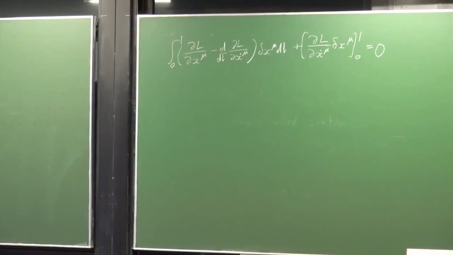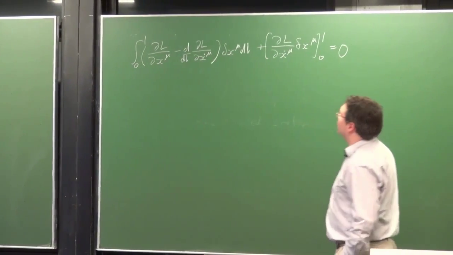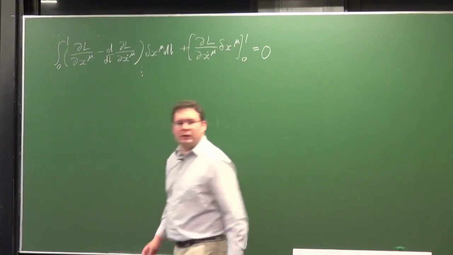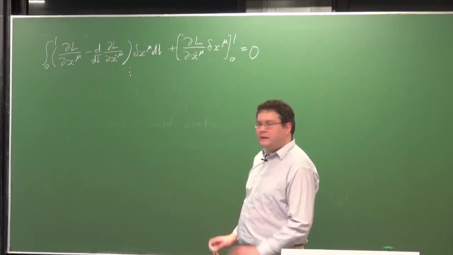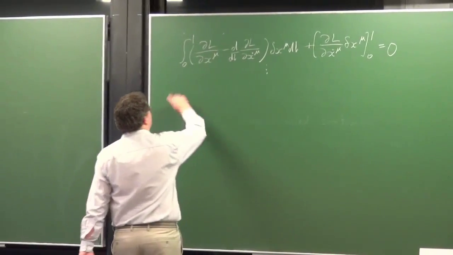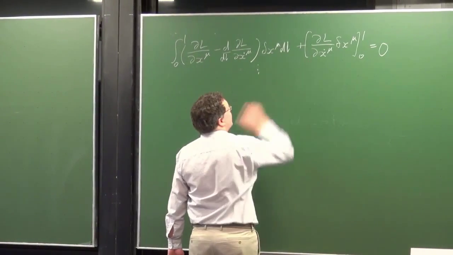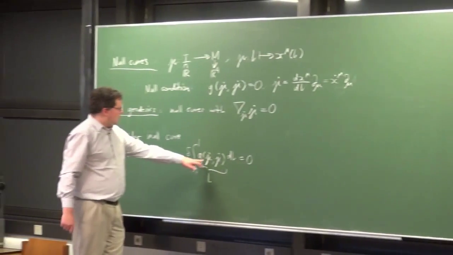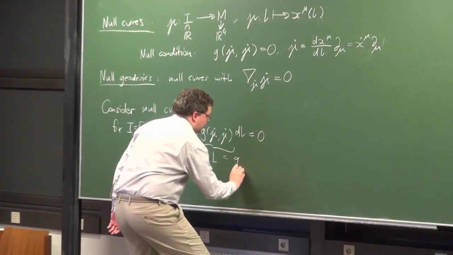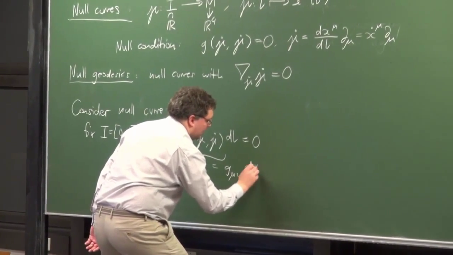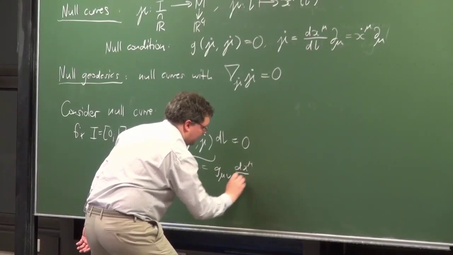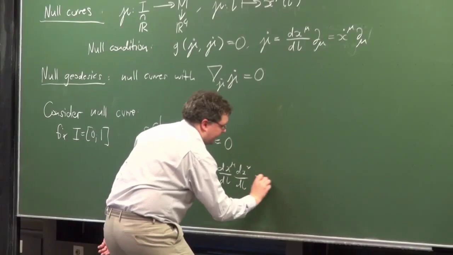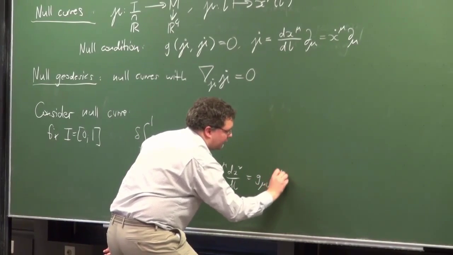Now, actually writing this down is slightly tedious. I'm not going to do it here on the blackboard explicitly. If you have problems doing this, we can do it later if you want. But what you will get is the following. So let's look at this term first. L, of course, is given by g mu nu dx mu by dl dx nu by dl. So in our notation this is g mu nu x dot mu x dot nu.